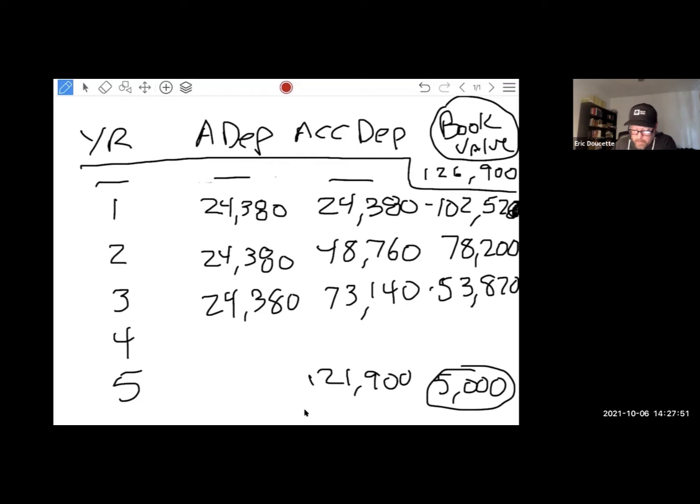And anyway, you'll do that all the way down to the end, until you get to 121,900 right here as accumulated depreciation. And each one of these is going to be 24,380. And so that's how you fill it out. All you're doing is showing each value all the way down, your book value all the way down. So that's how you solve those straight line depreciation problems. I'll move on to the next one.